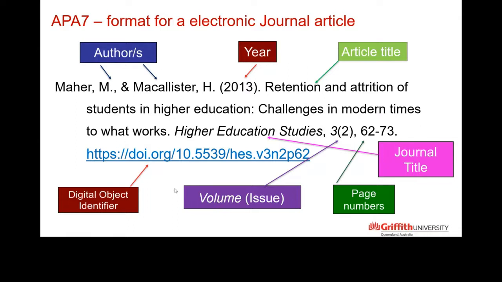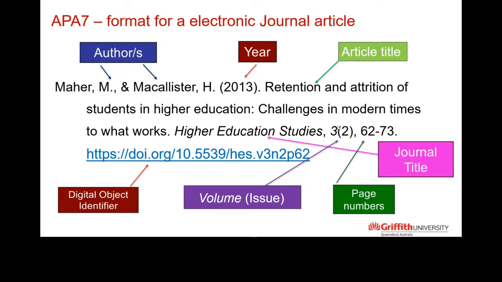You can see we have the year in parentheses, and then we have our article title in sentence case. Sentence case means that the first letter of the first word, retention, is capitalized, and the rest of them are lowercase. The only exception to that is when there is a colon. You can see retention and attrition of students in higher education, colon. Then the first letter of the next word is uppercase. Followed by that, we have the title of the journal in italics, and that's all in title case, so the first letter of every word is capitalized.